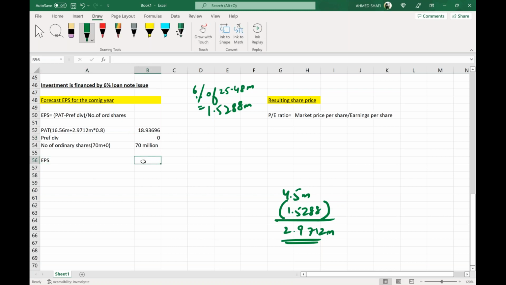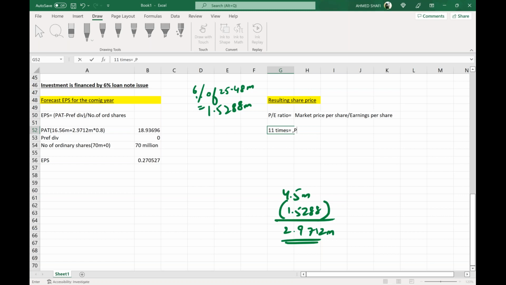PAT is 18.9369, less preference dividend 0. Okay, and number of ordinary shares, it's 70.27, and you can get share price through P/E ratio. P/E ratio remains static at 11 times.